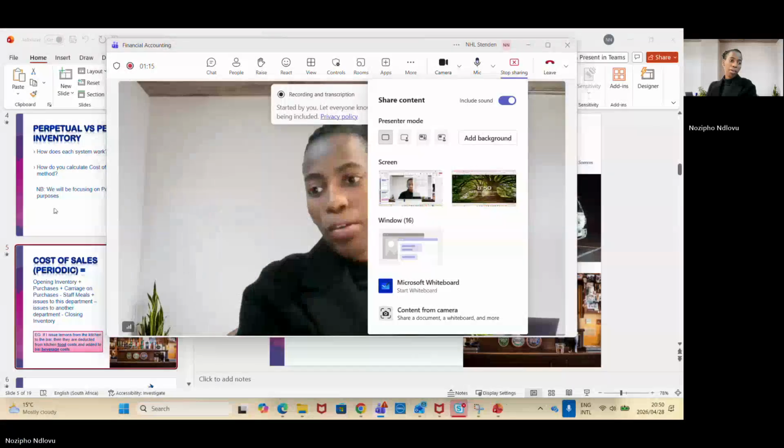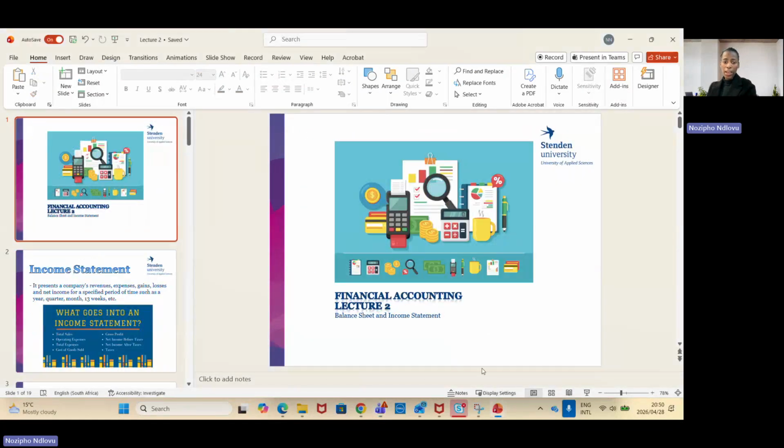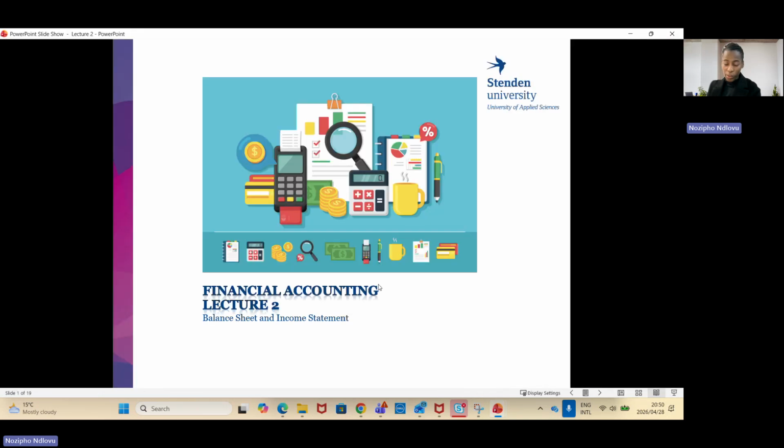I am going to go through the second lesson about accounting. So we are going to be looking at lecture 2. We've gone through the balance sheet. We've defined what are assets, the current asset, the non-current. We've looked at the liabilities, the current and the non-current. I hope everyone still remembers those. Okay, let's get to today's class.